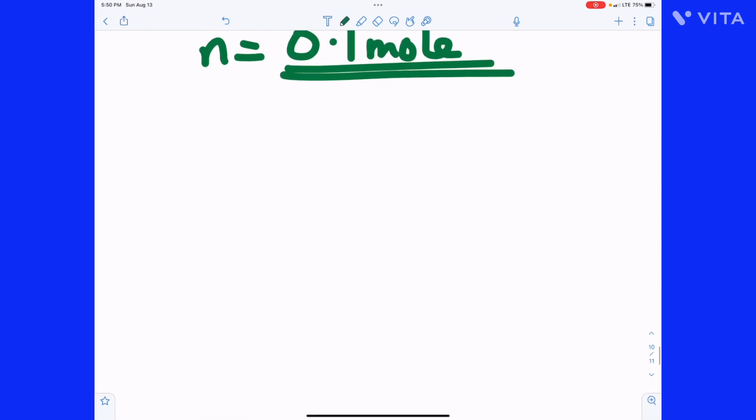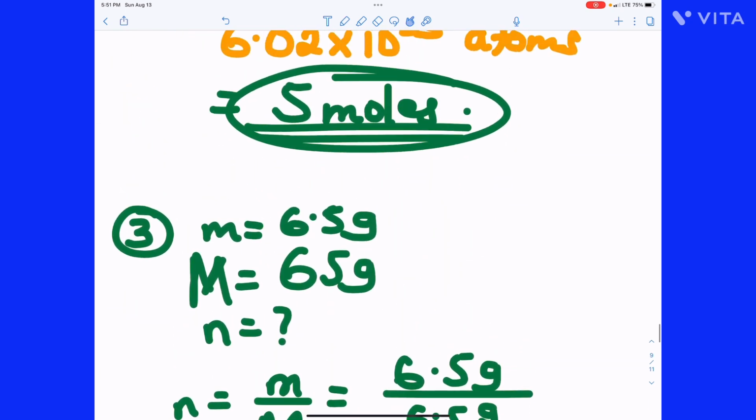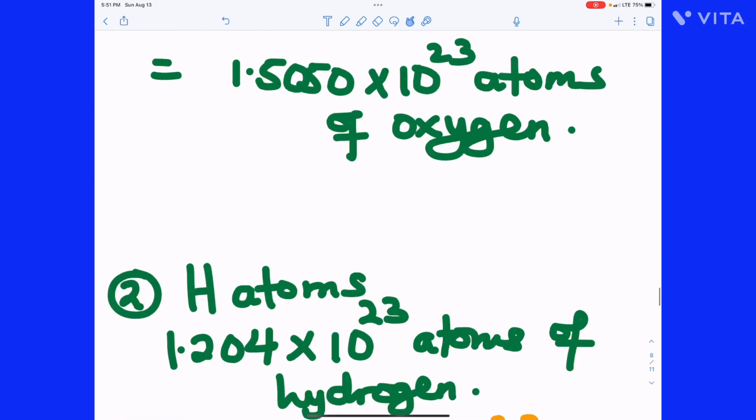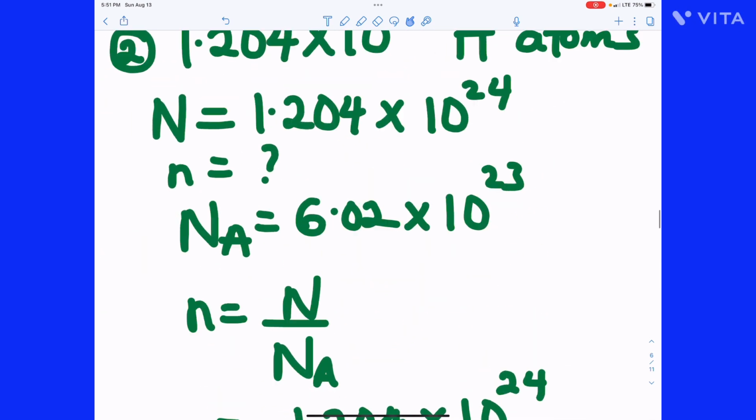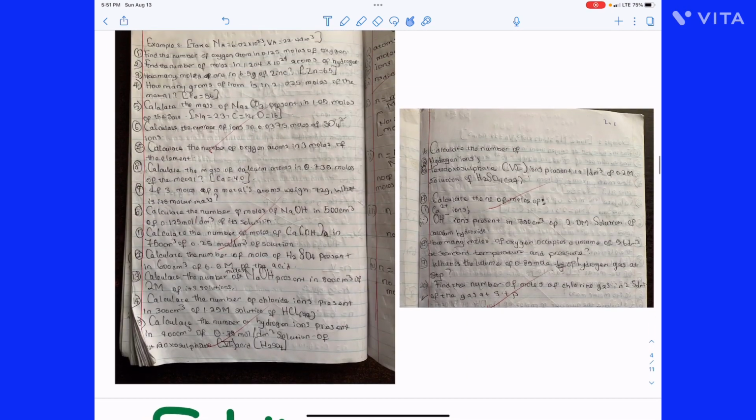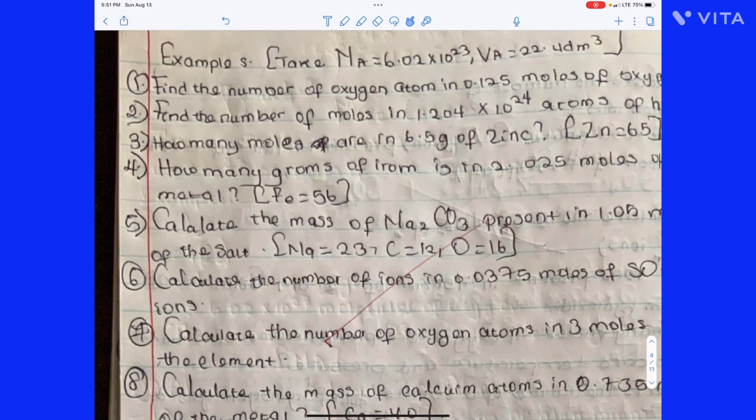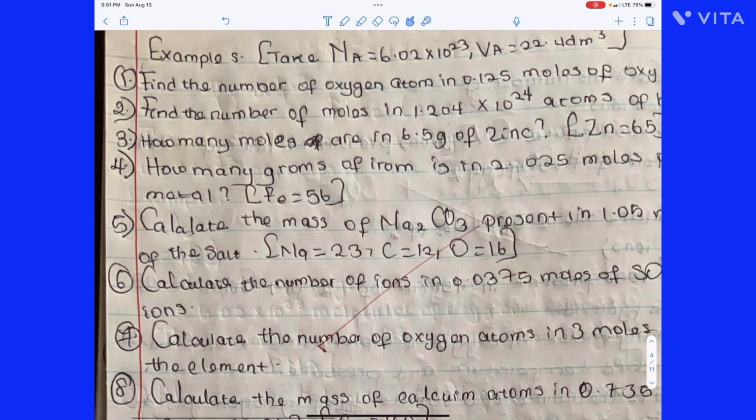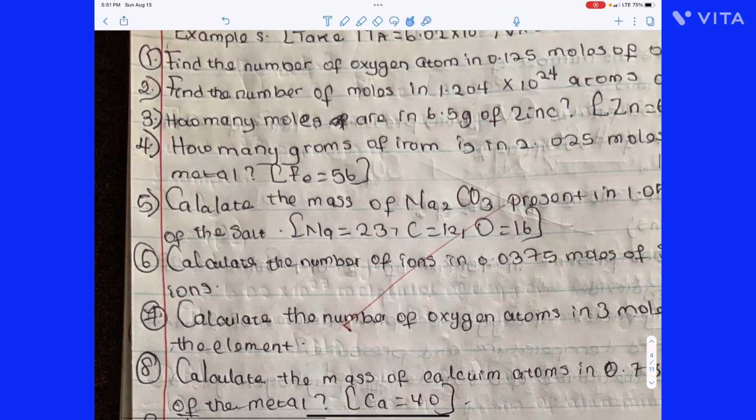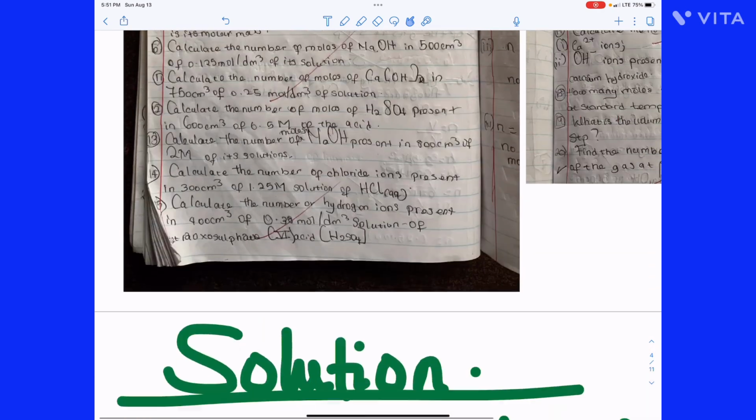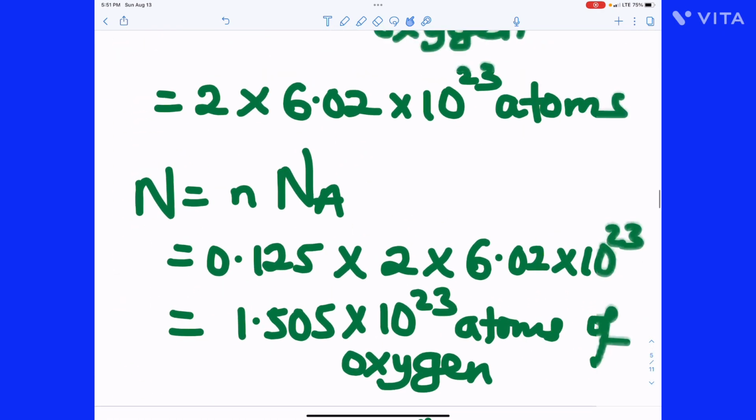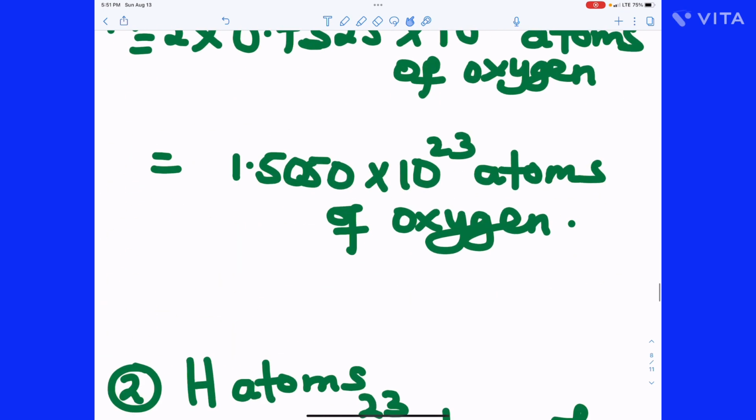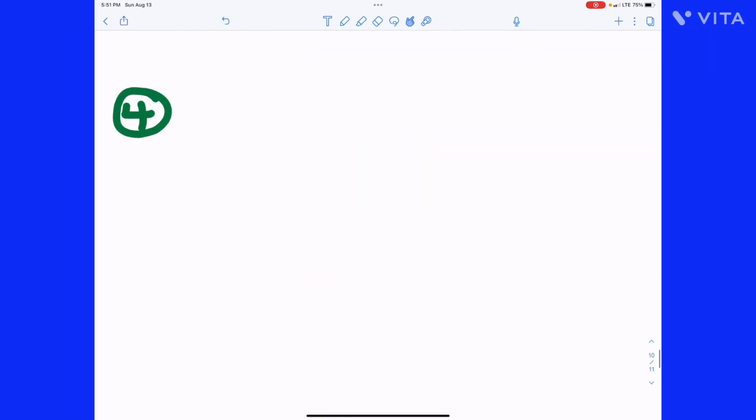Let's go to question 4. What do we get in question 4? Sorry, I'm going to be scrolling back up to get my question. Here in question 4, it says, how many grams of iron is in 2.025 moles of the metal if its molar mass is 56? How many grams of iron is in 2.025 moles?